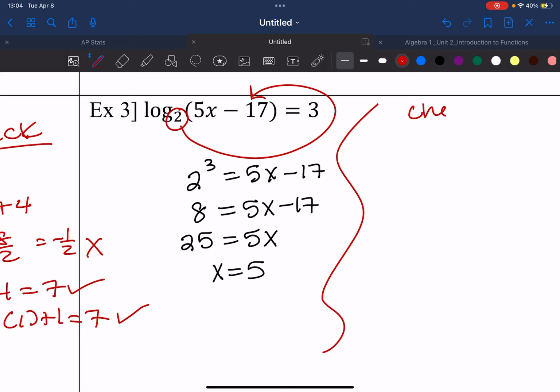Now I check. 5 times 5 minus 17 is 25 minus 17, which is 8. So that is good.